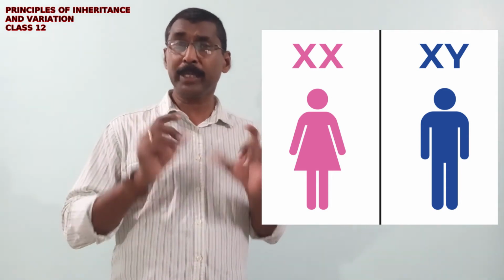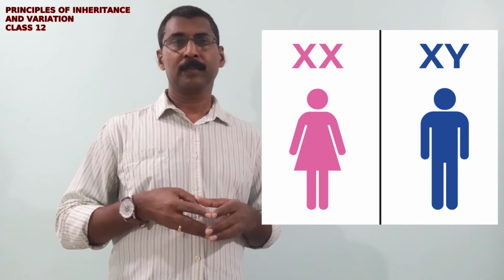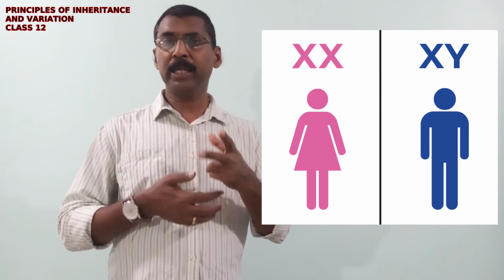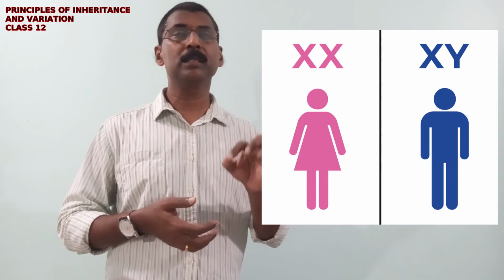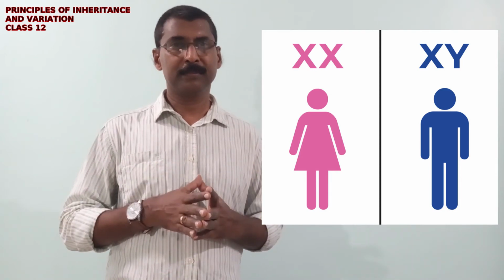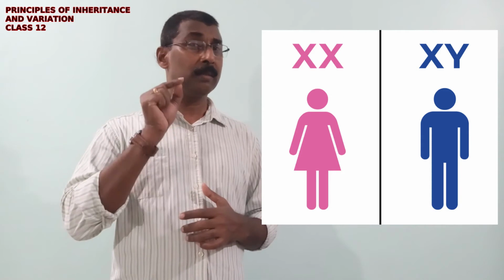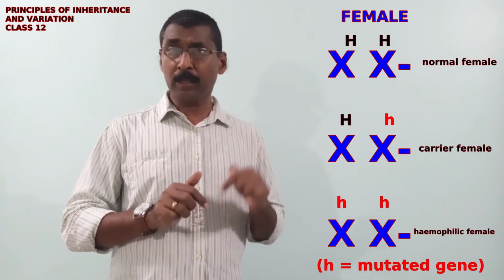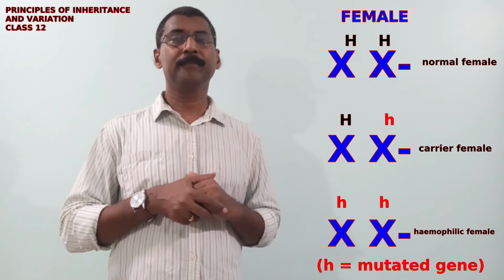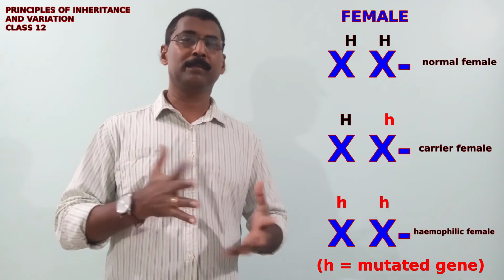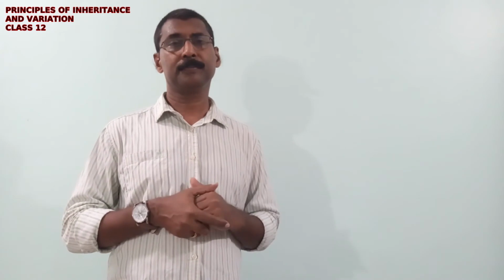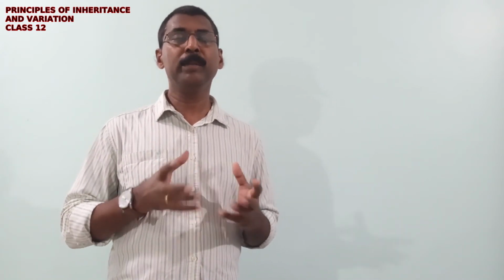So as females have 2 X chromosomes, for a female to be hemophilic, both the X chromosomes should contain the mutated recessive allele. That happens very rarely. Even if one X chromosome carries the mutated gene, due to the presence of the normal dominant gene on the other X chromosome of the homologous pair, the female becomes normal, because only the character of the dominant allele is expressed. We know that. So mostly the females are spared.